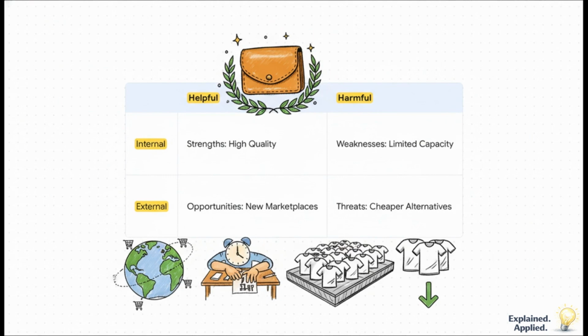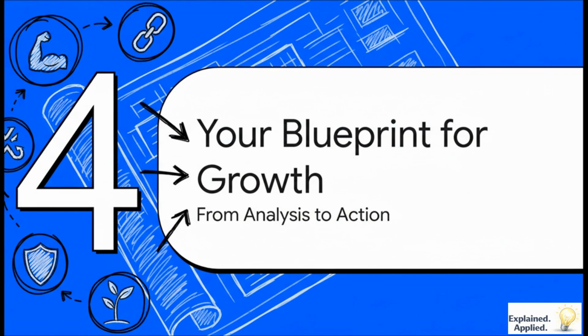Now, let's see how it all comes together for our handmade business. Check this out. On the helpful side of things, you've got internal strengths like high quality and external opportunities like new marketplaces. And on the harmful side, you've got internal weaknesses like limited production capacity and external threats like cheaper competition. This right here, this is the light bulb moment where a real strategy starts to form. How can you use your strengths to jump on those opportunities and to guard against those threats? See how it works?